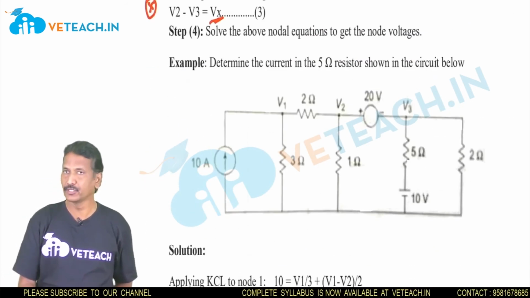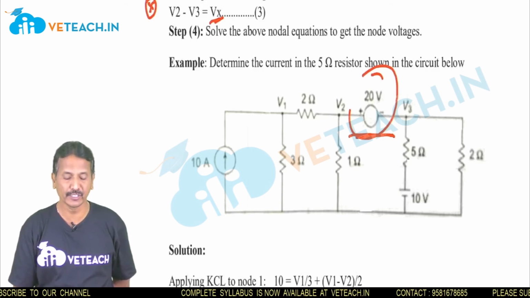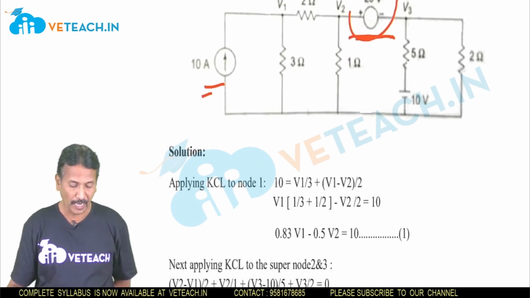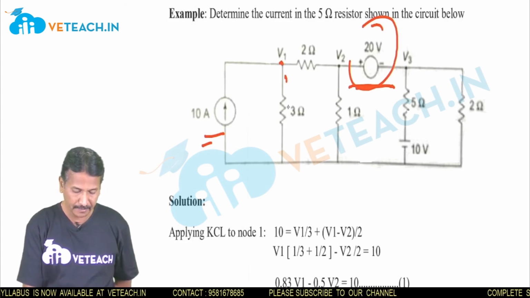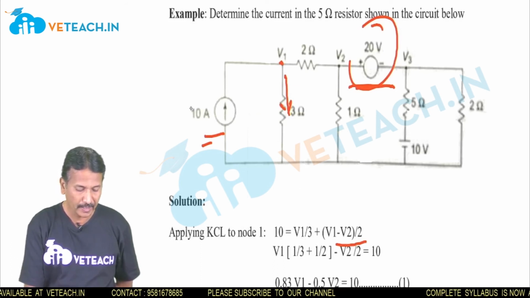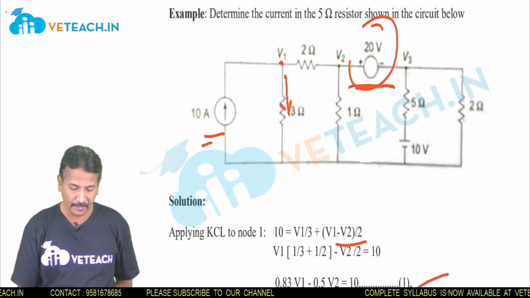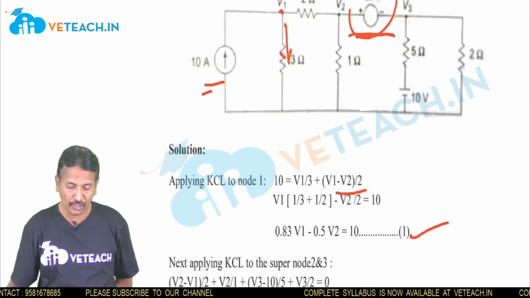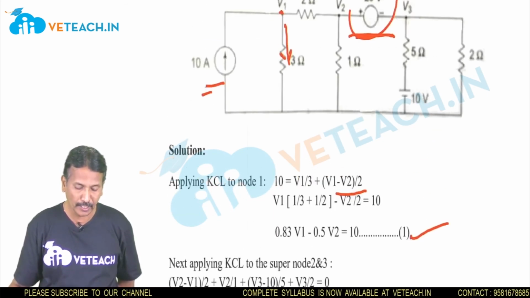Now if we do one problem regarding this super node, see here V2 minus V3, what is it? It is 20 volts. Here a current source is there. 1, 2, 3, 4, the same are there, right? Now applying KCL to node 1. This is node 1. V1 by 3 and (V1 minus V2) by 2 is equal to the current 10 amps, right? If you simplify this, we will get 0.83 V1 minus 0.5 V2 is equal to 10. Here 20 volts is nothing but V2 minus V3 is equal to 20. Yes or no? V2 minus V3 is equal to how much here? 20 volts. Now apply KCL to the super node at 2 and 3.